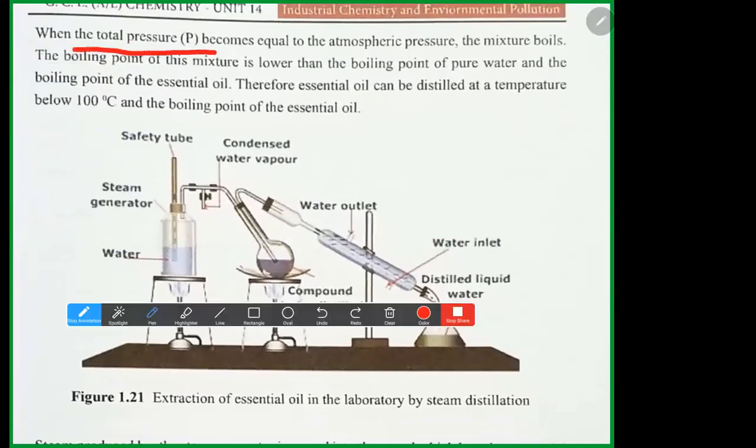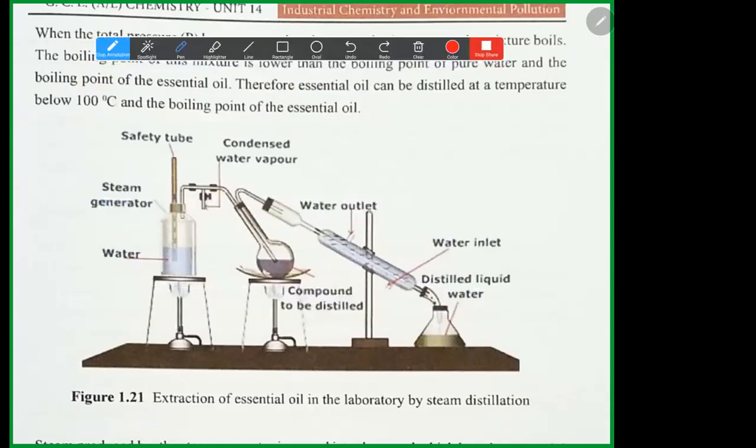When the total pressure becomes equal to the atmospheric pressure, the mixture boils. The boiling point of this mixture is lower than the boiling point of pure water and the boiling point of the essential oil. We know that the boiling point of water is 100 degrees Celsius, therefore the essential oil can be distilled at a temperature below 100 degrees Celsius, and the boiling point of the mixture is always less than the boiling point of the essential oil.